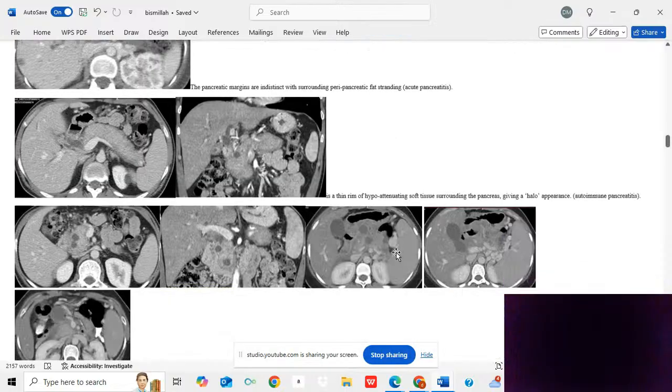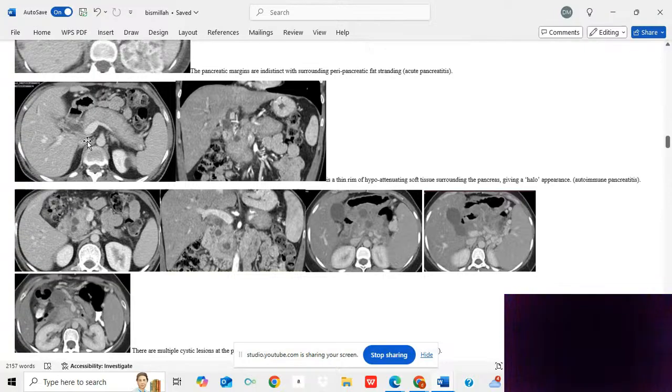In this case, this is an example of autoimmune pancreatitis. There is a thin rim of hypoattenuating soft tissue surrounding the pancreas, giving the halo sign or halo appearance of autoimmune pancreatitis.